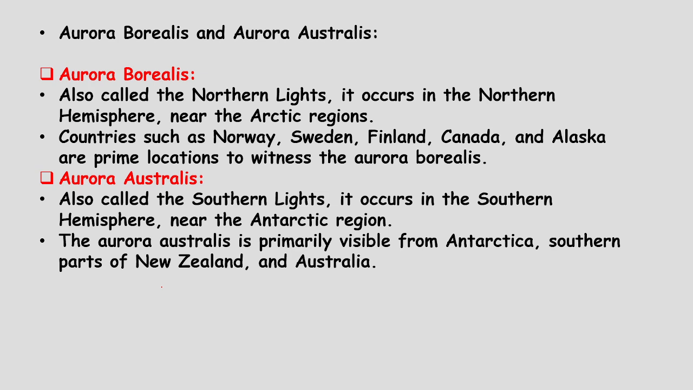Difference between Aurora Borealis and Aurora Australis. Aurora Borealis, also called the Northern Lights, occurs in the northern hemisphere near the Arctic region, and countries such as Norway, Sweden, Finland, Canada, and Alaska are prime locations to witness it. Aurora Australis, also called Southern Lights, occurs in the southern hemisphere near the Antarctic region. It is primarily visible from Antarctica and southern parts of New Zealand and Australia.